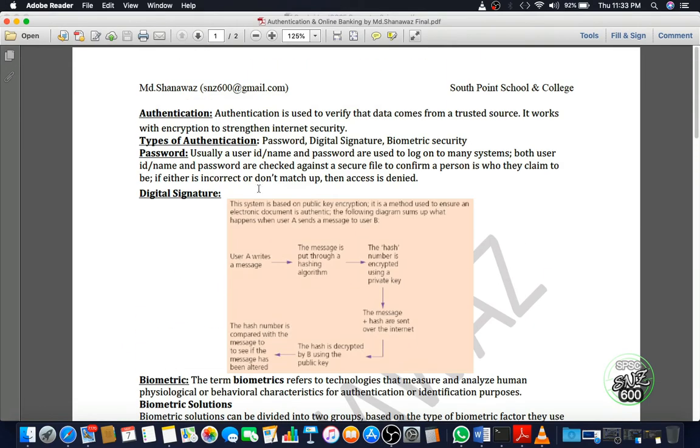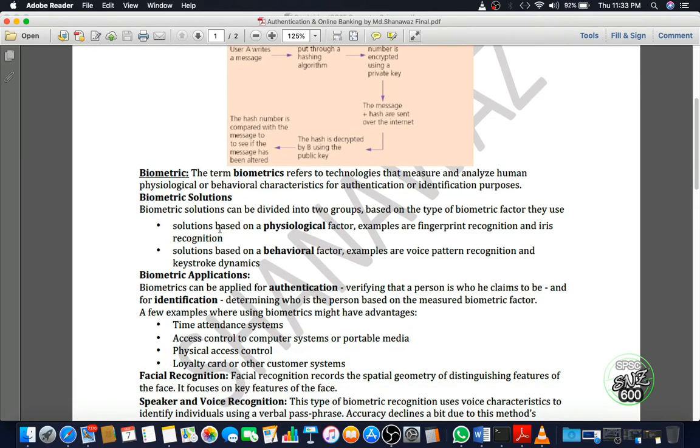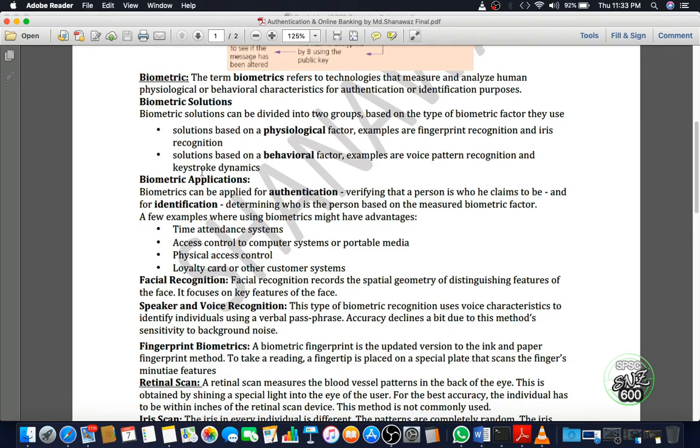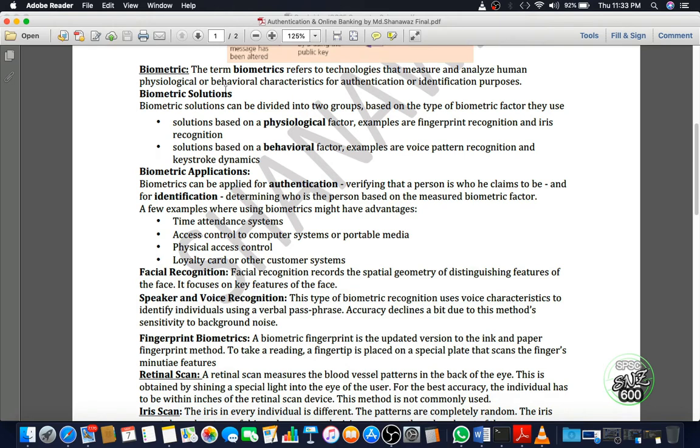So here this is the note for authentication. These things we have done, as it is from the book is given here. Now here, biometric. The term biometric refers to technologies that measure and analyze human physiological or behavioral characteristics for authentication or identification purposes. So this is the definition, you can learn and write the definition from here. Biometric solution, these are some extra notes given here, so you read here, and it will help you better understand the topic.